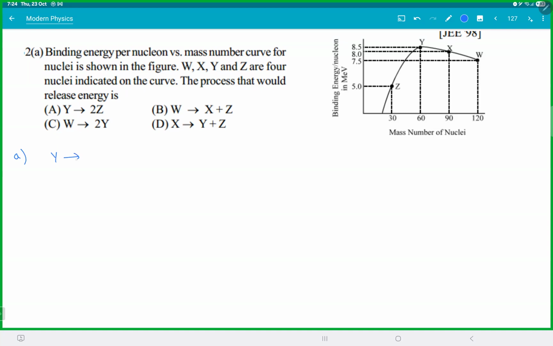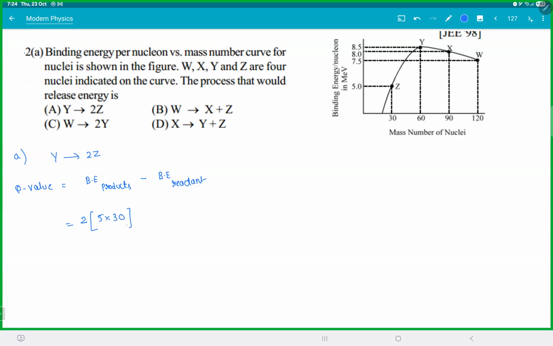So Y is becoming 2Z. What is Q value? Binding energy of products minus binding energy of reactants. Here, what is the product? Z. Look at Z here. Z's atomic number is 30. 5 is the binding energy per nucleon. Meaning each nucleon has an energy of 5 and there are 30 of them. So product, it is 2 into Z. So 2 into 5 MeV per nucleon and there are 30 nucleons.